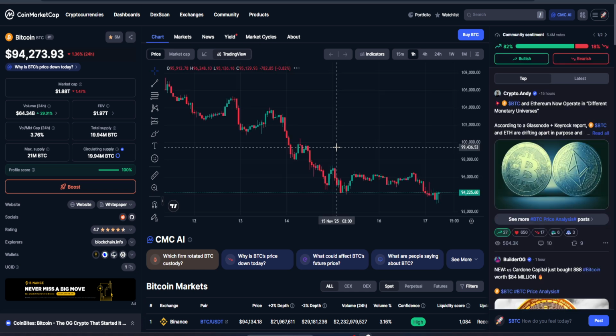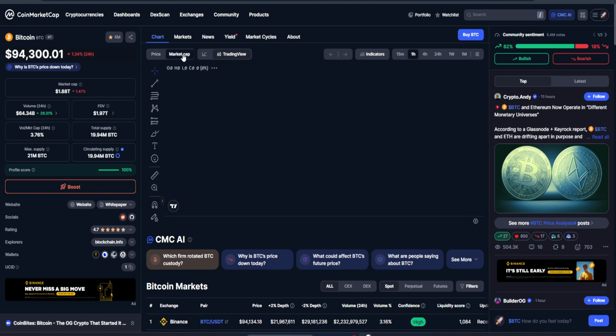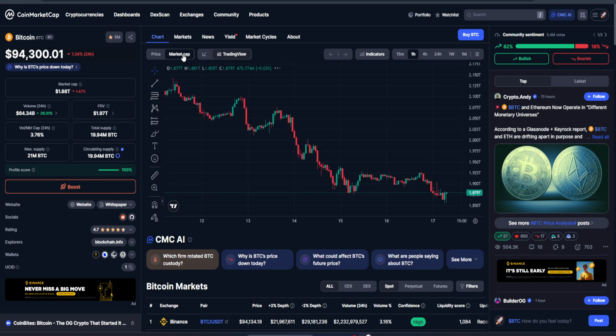Now, the next step is to focus on the coin you want to learn more about. From the home page, you'll see a list of the top cryptocurrencies sorted by market capitalization. This is a handy feature because it gives you a quick glance at which coins dominate the market, often known as blue chip cryptocurrencies, such as Bitcoin and Ethereum.